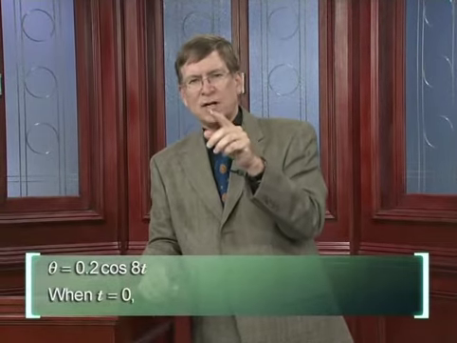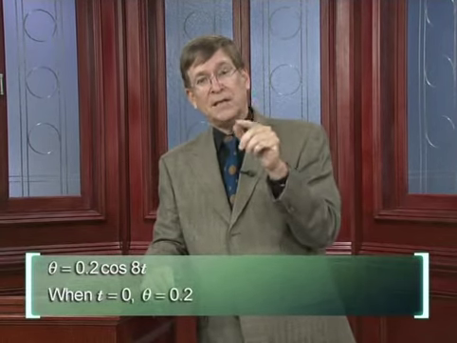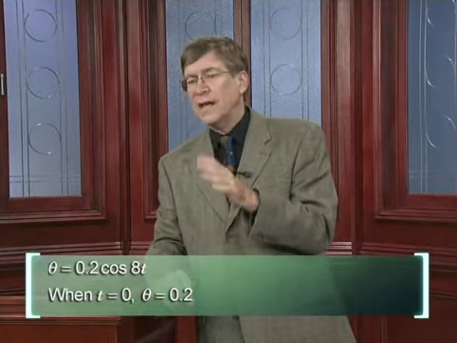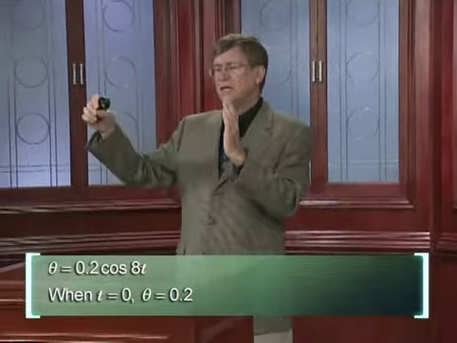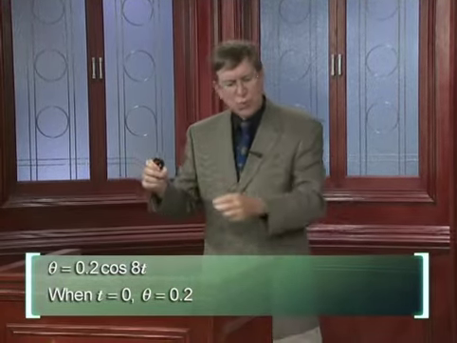Before we do that, let's study some of the values of this function for various values of t. For instance, if t is 0, then cosine of 8 times 0 is just cosine of 0, which is 1, and so theta is 0.2. That turns out to be the maximum displacement because cosine is at most equal to 1.